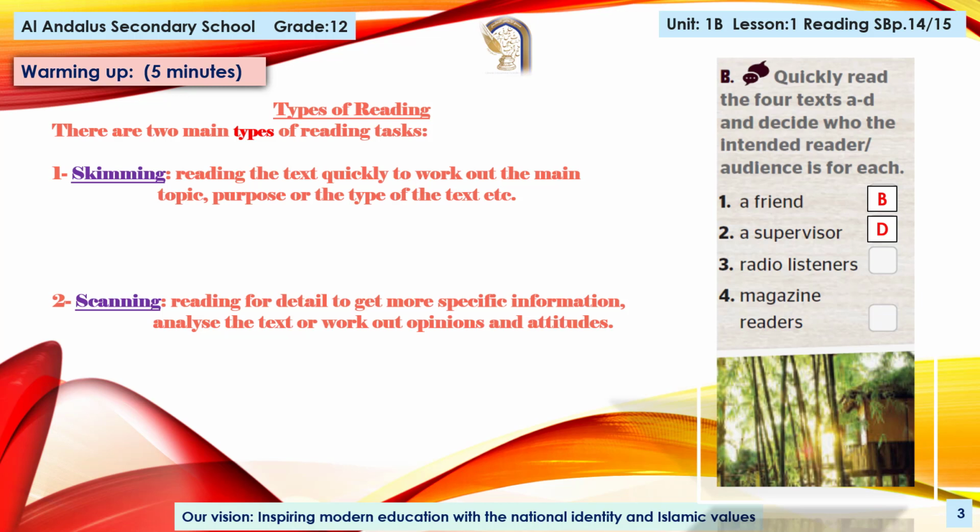This is the conversation or the dialogue, which is a radio interview on text A. Number four, magazine readers. This text is expected to be read by magazine readers, so it should be a magazine article, which is text C. That's right. Very good work. Let's move on to our task.